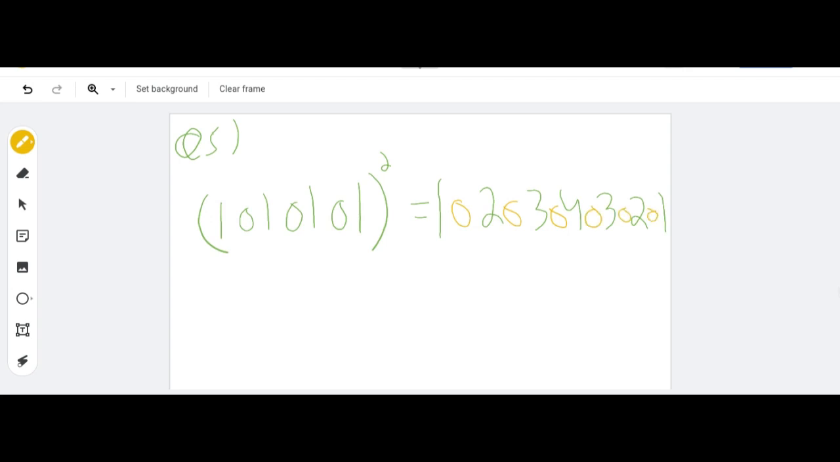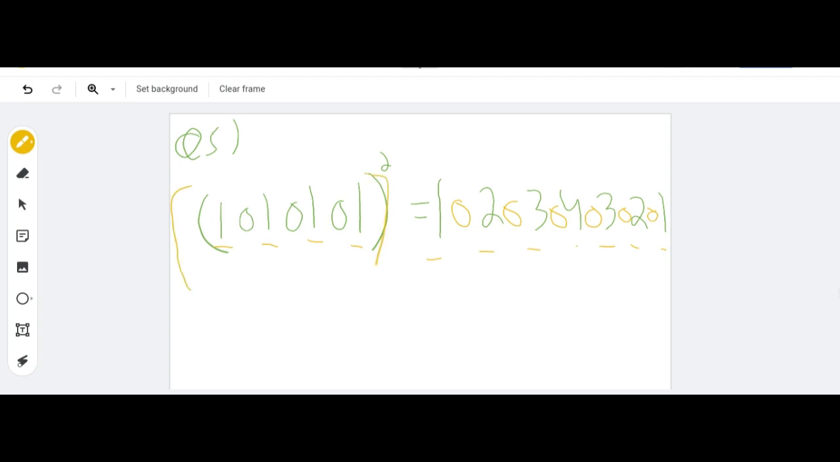How do you know that there are only 4 digits in there? Because here is the counting. Look at the counting: 1, 2, 3, 4, 1, 2, 3, 4, 3, 2, 1. That's why. And there is a 0 between every one. So the pattern for the square is also the same. You can also multiply these two, and you will get the same answer.